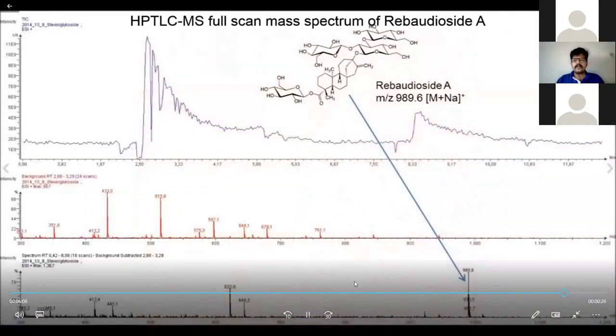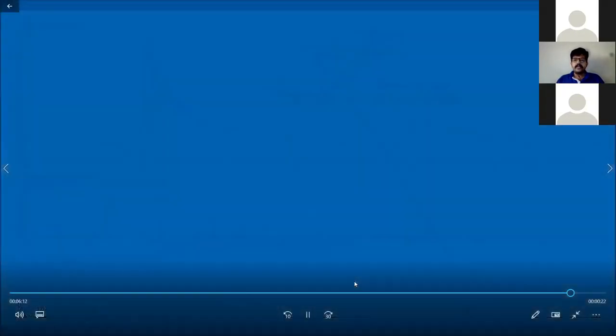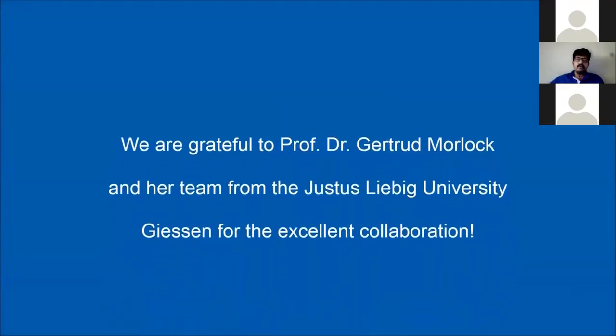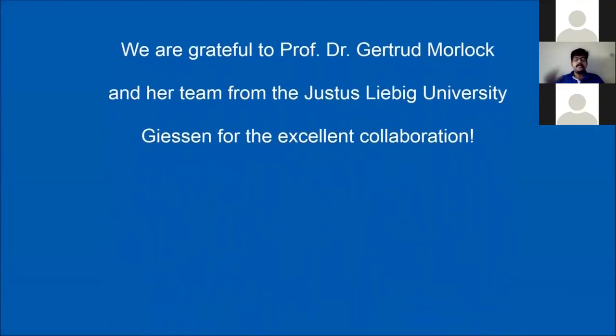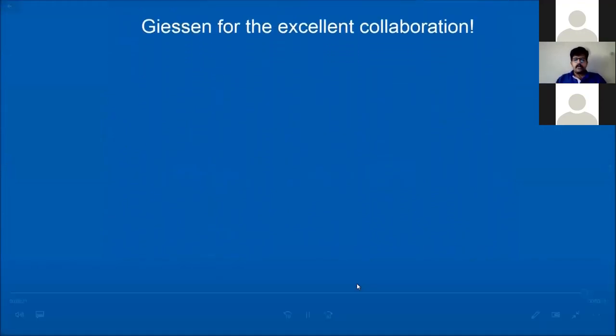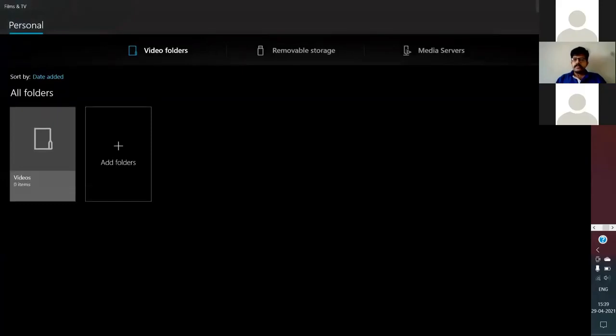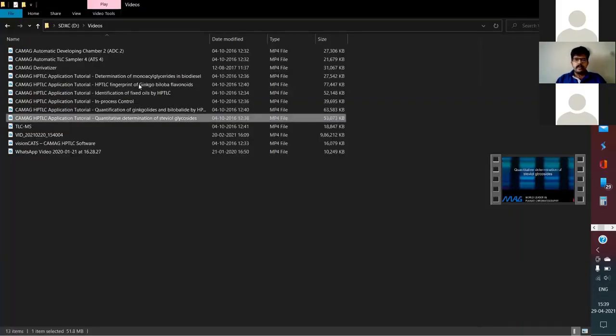This looks like here, and so you can actually analyze a number of standards which are there, rebaudioside A, B and C. Of course this is a separate subject and not a part of HPTLC, but such kind of hyphenation is also present. So this is the gist of how the HPTLC process happens. Now within another 2-3 minutes I'll show you individual steps also.